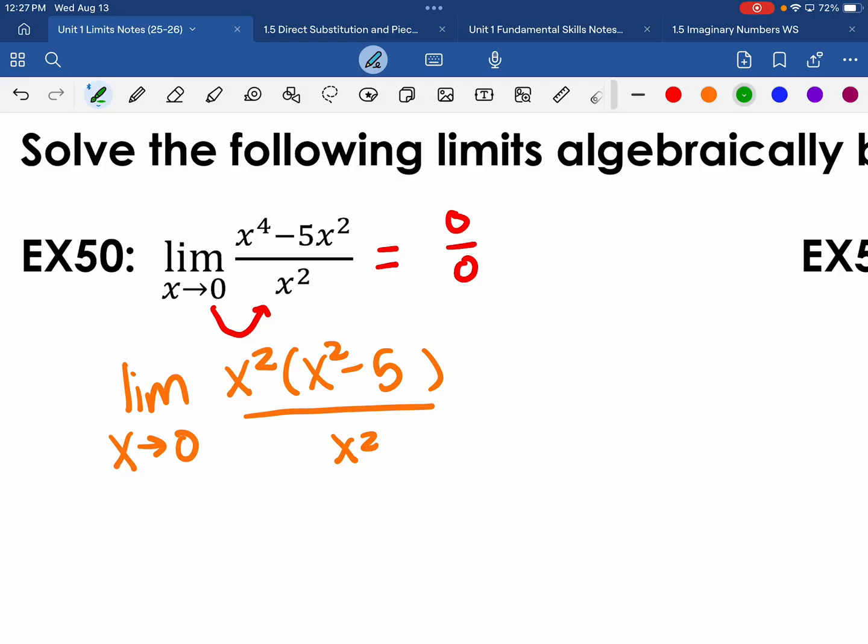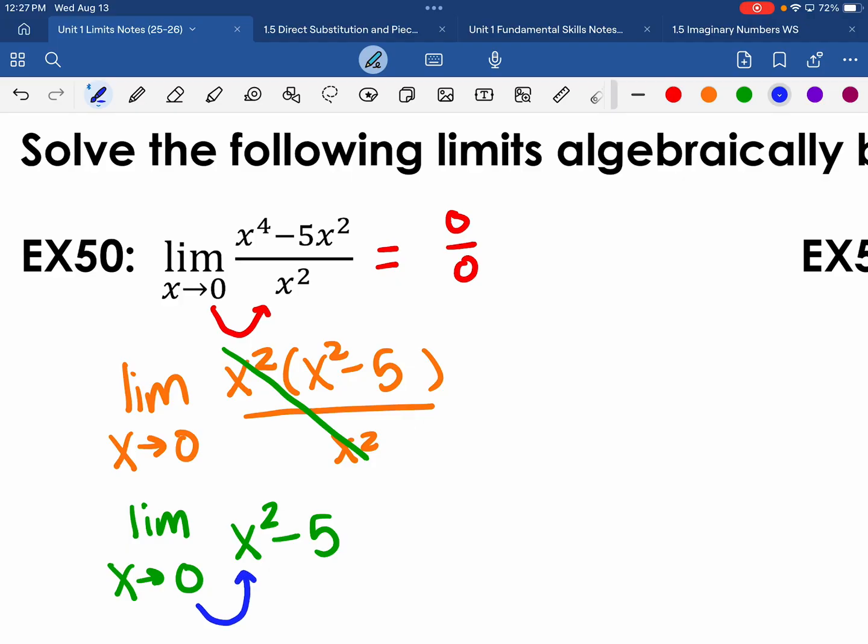So once I have factored out the x squared, what do you notice cancels? X squared. The x squareds. And so then you are just left with the limit as x approaches 0 of x squared minus 5. And now I'm ready to directly sub in 0 for x, which gives you 0 squared minus 5. So my answer is negative 5.